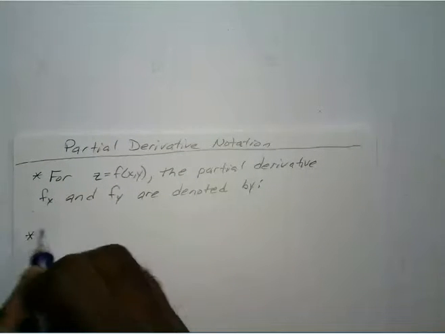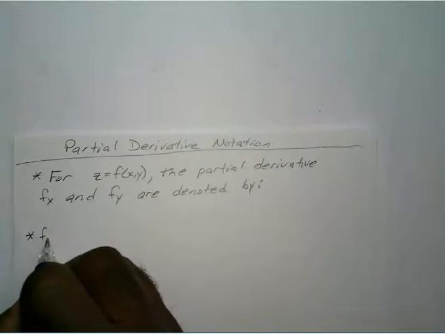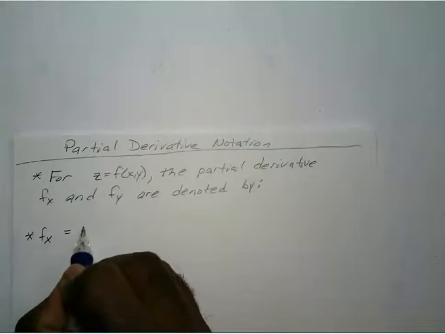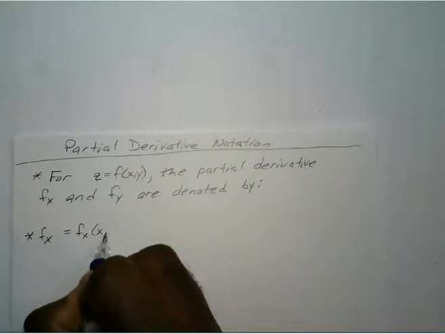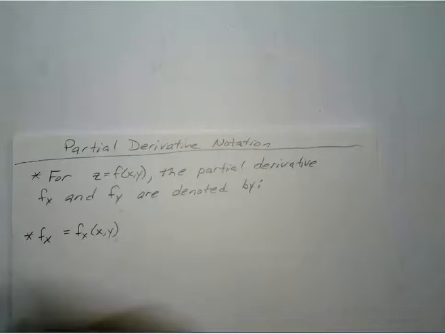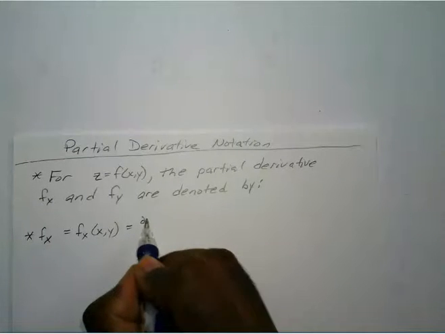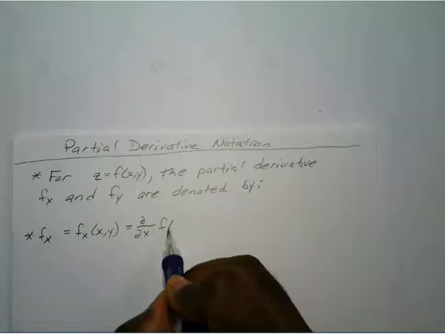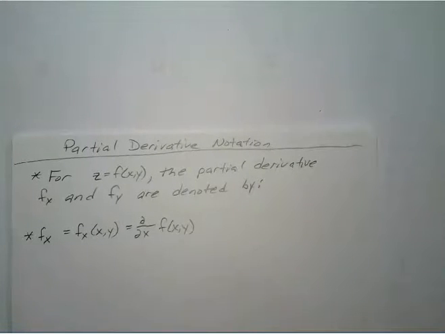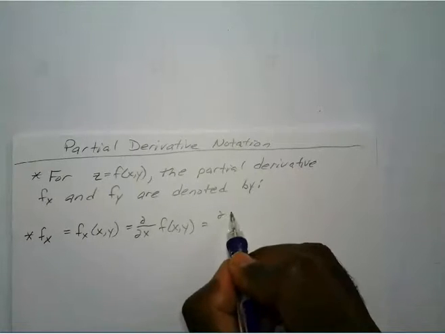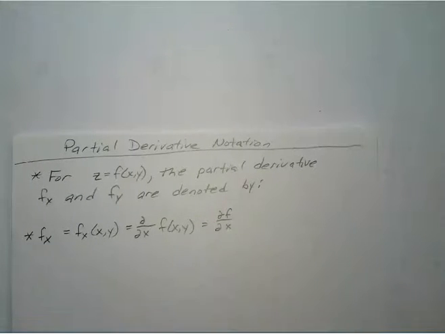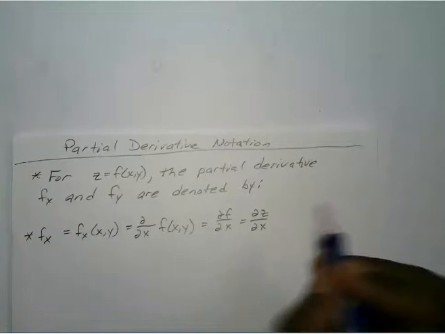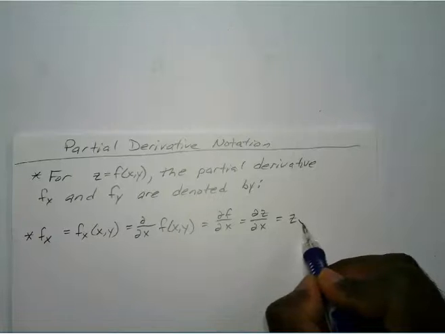okay, so let's start off with our partial with respect to x. You may see it as the partial with respect to x of f(x, y). You may see it as the partial derivative with respect to x of f of x, y. You may see it as the partial of f with respect to x. You may see it as the partial derivative of z with respect to x. Or you might even see z sub x.